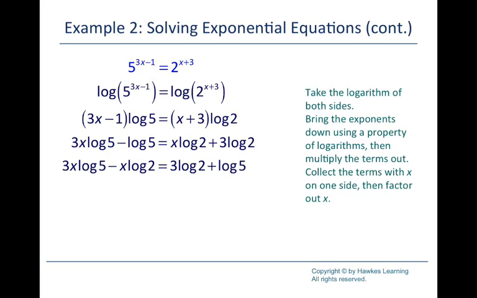Now we're going to have to factor out an x, because we want to solve for x. So on the left side, we're going to factor out an x. And so that becomes x times the quantity 3 log 5 minus log 2. And that still equals 3 log 2 plus log 5. We haven't really done anything on the right. Now, to get x by itself, we divide by all of this. That's going to be what we divide by.